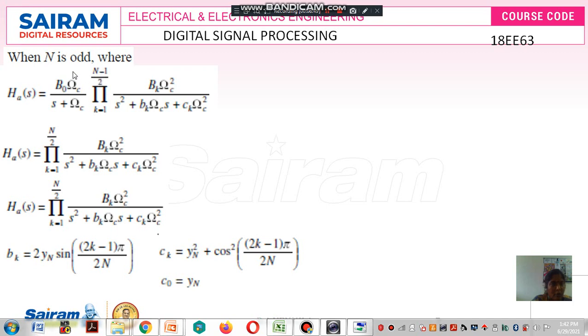Here see, it is for order n odd, then this n will be given as n minus 1 divided by 2 bk omega c square divided by s square plus bk omega c s plus ck omega c. And finally this analog transfer function will be simplified, and it will be given as HA of S is equal to pi of k equal to 1 to n by 2 bk omega c square divided by s square plus bk omega c s plus ck omega c square. This is the bk coefficient, ck coefficient, and c naught we need to calculate.